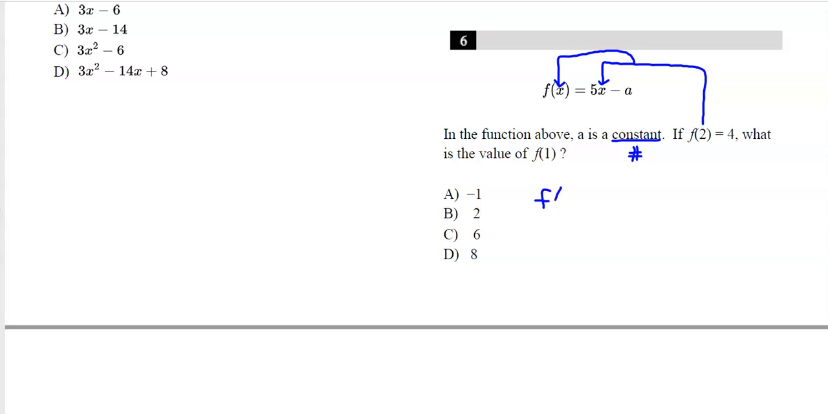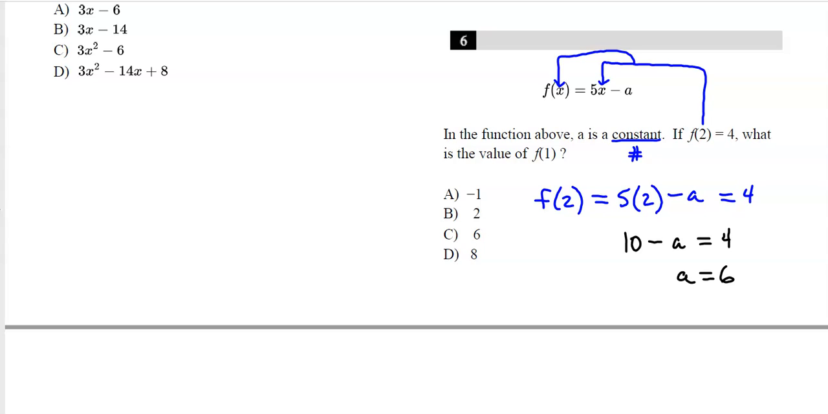So we know that f of 2 equals 5 times 2 plus a. And then they're telling me that that comes out to be 4. So when I start solving this thing, I'm like, all right, well, 10 plus a has to equal 4. Or actually it was minus a, I'm sorry. That should have been a minus. Minus there, minus there. So if 10 minus a is 4, well, that means that a equals 6, because 10 take away 6 is 4.